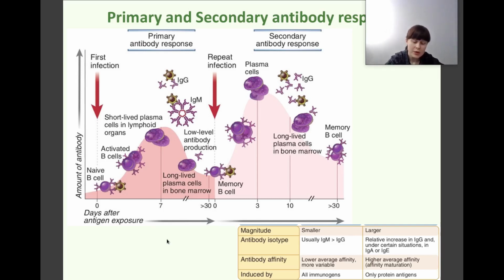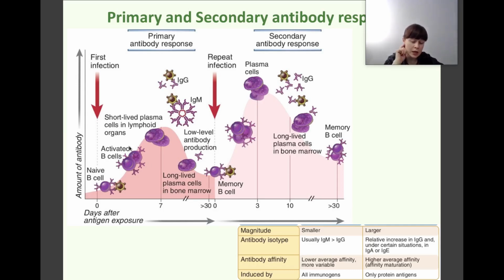Phases of the primary immune response are the next here. Lag phase, exponential phase, plateau phase, and decline phase. Lag phase, also called latent phase, lasts about 3 to 5 days. Exponential phase lasts 7 to 15 days. This is the phase of rapid increase of antibody production by plasma B cells.